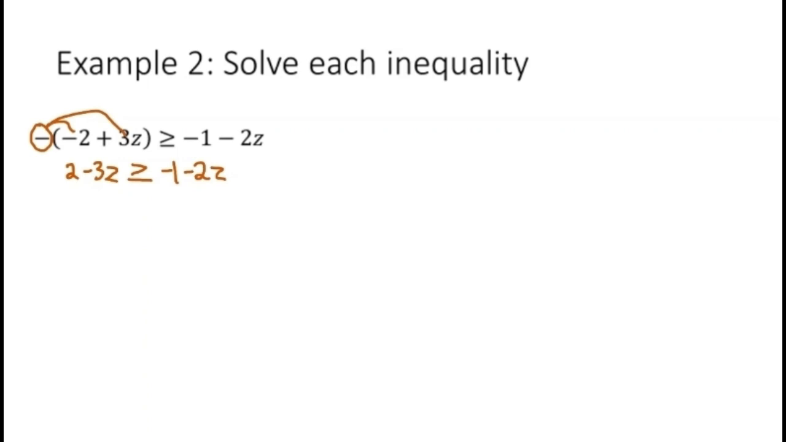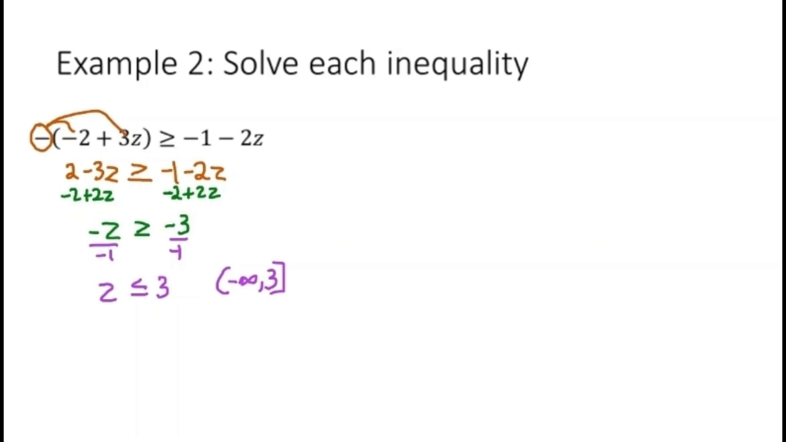Now, just like with equations, I do want to get all my z terms on one side of the inequality. So I'll add 2z to both sides. And I also want to get my non-z terms to the other side. So we'll subtract 2 at the same time. After we simplify by collecting like terms, we get negative z is greater than or equal to negative 3. Then we'll divide both sides by negative 1. And because we're dividing by a negative number, the inequality sign must flip. And we get z is less than or equal to 3. As an interval, this would be the interval from negative infinity to 3 with a square bracket around 3.